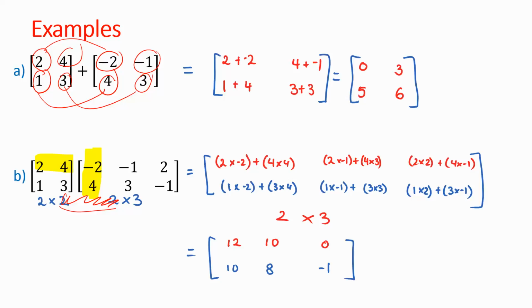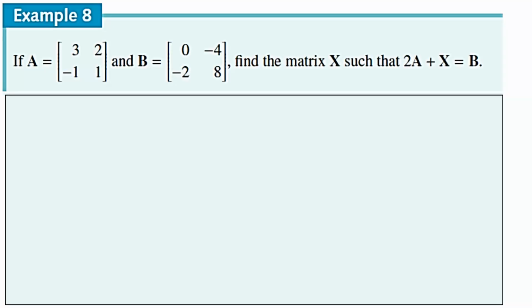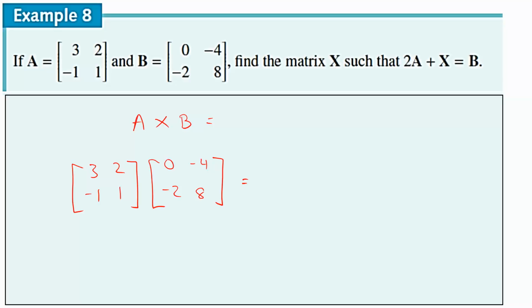Addition, subtraction, multiplication. Let's try another one. Just for the sake of practicing, I want you to multiply. You don't need to do it here in this particular example, but I want you to try for me A times B. I want you to find what matrix A multiplied to matrix B would give me. So I'm saying 3, negative 1, 2, 1. I want you to multiply this to 0, negative 4, negative 2, 8. Using what I just showed you, what would my end result be?